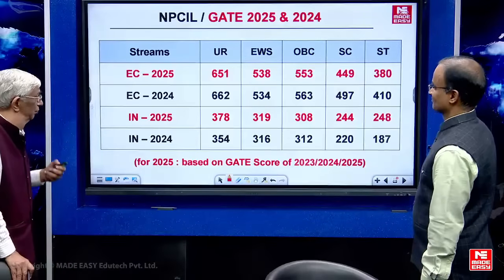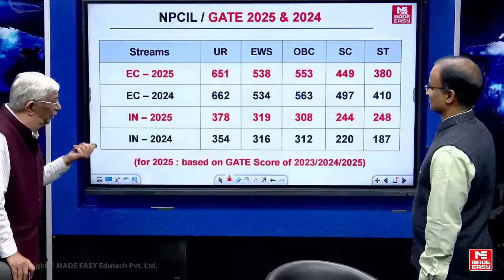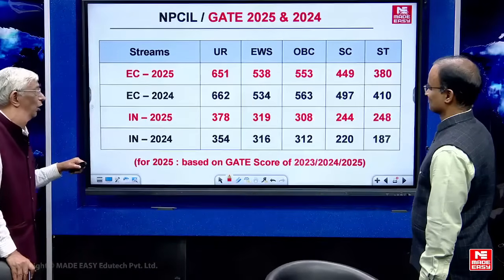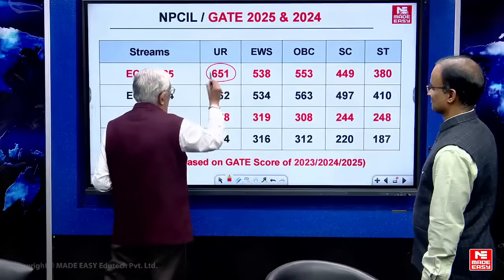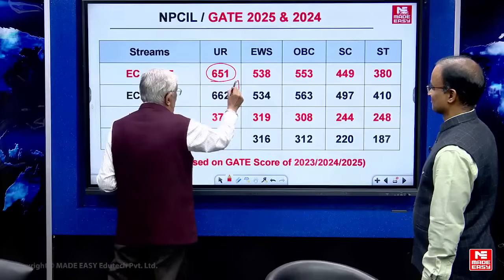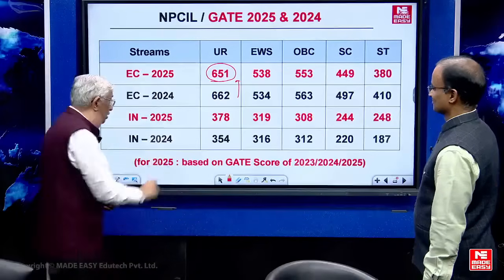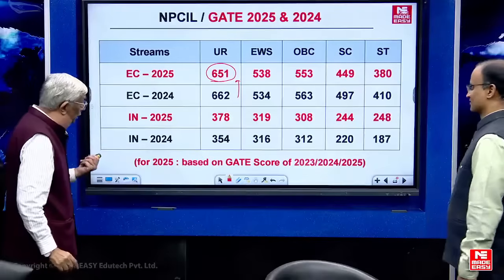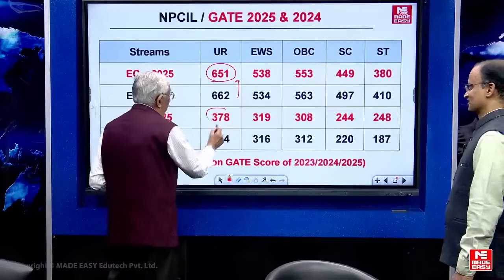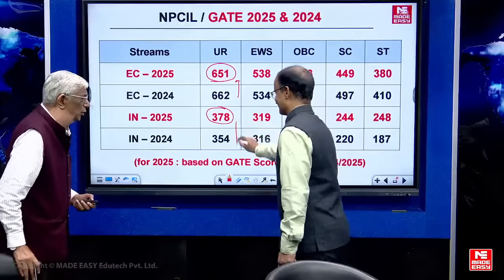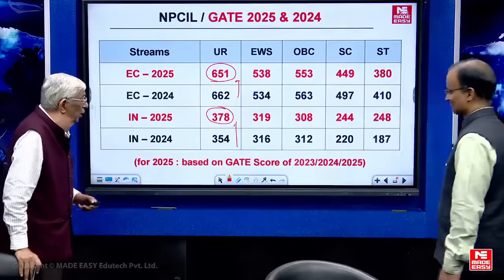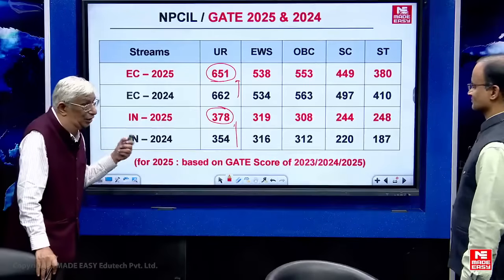NPCIL. The GATE cutoff for getting an interview call for EC last year was 651. The previous year it was 662. That means marginally reduced. For instrumentation, last year it was 378, a slight increase. But this year it may see an increase.